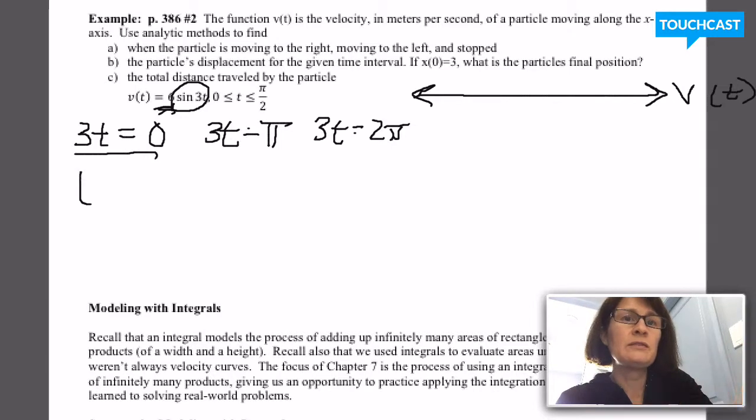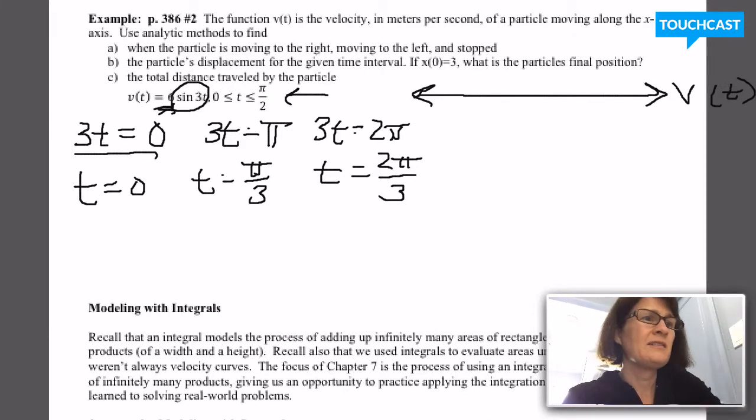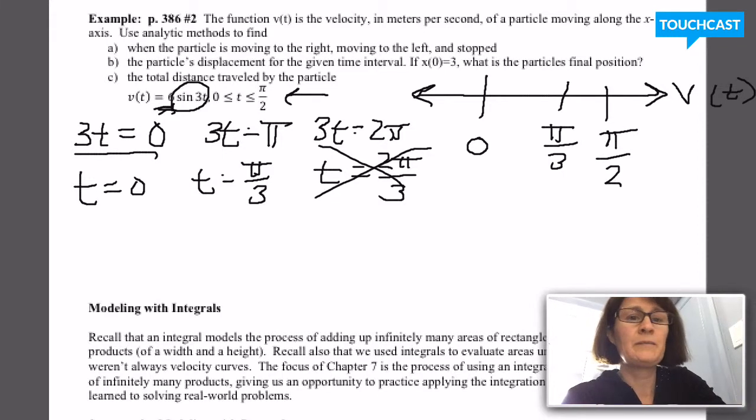Well, that one's easy enough. This gives me t equals 0. This one gives me t equals pi over 3. And this one gives me t equals 2 pi over 3. But notice I've been given this set of limits, which tells me that I only am interested in time values between 0 and pi over 2. So velocity is 0 when time is 0. Velocity is 0 when time is pi over 3. And pi over 2 is sort of my upper limit.